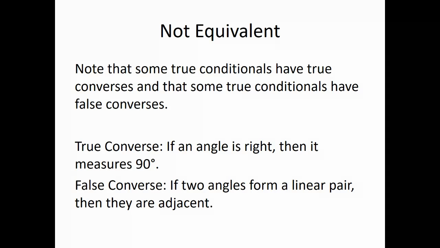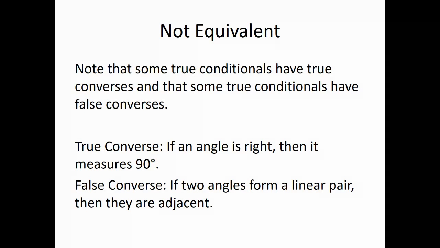I've got two conditional statements, the first of which has a true converse, the second of which has a false converse. So my first conditional is this: if an angle is right, then it measures 90 degrees, which of course is true, simply by definition of right. And if you flip this around, that is, if you form the converse, you get if an angle measures 90 degrees, then it is right, which is also true. So that's an example of a true conditional that has a true converse.